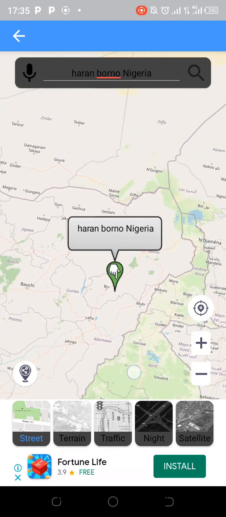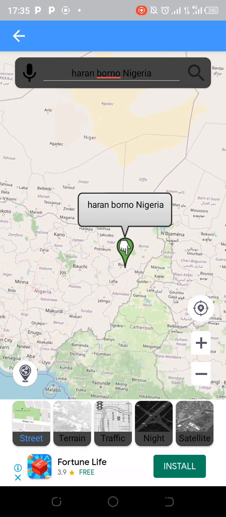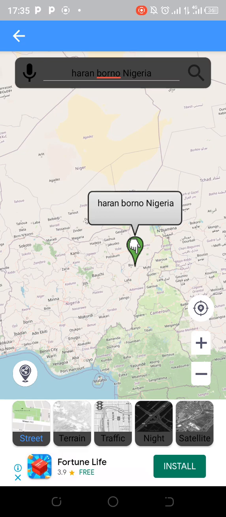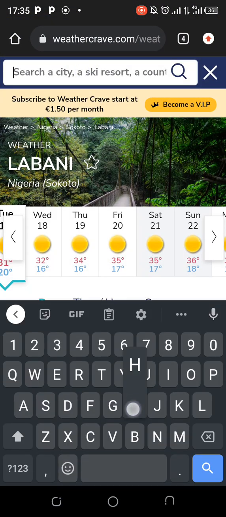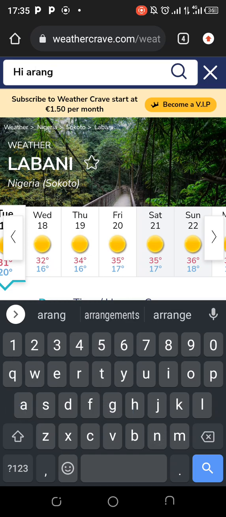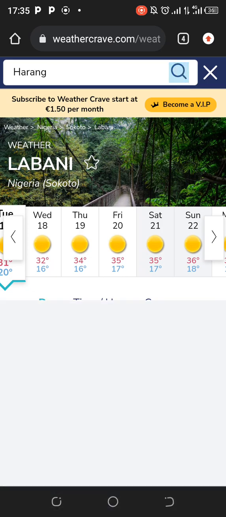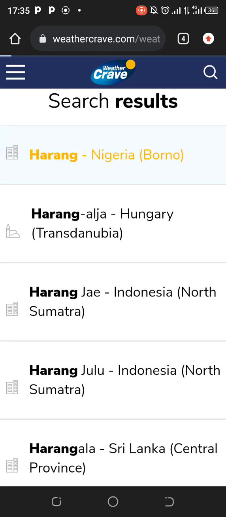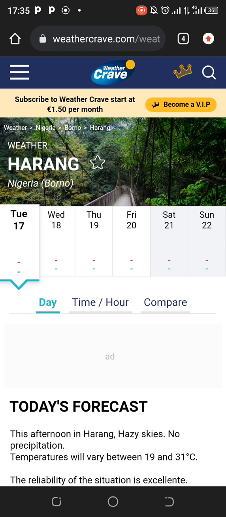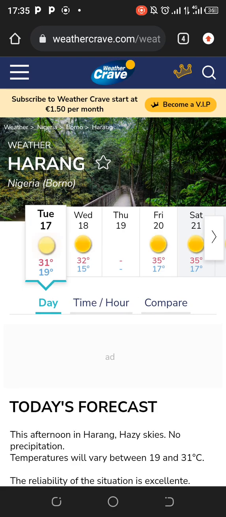When you look at the old map very, very well, we are going to show this old map. Let's look at whether that cave will bring Haran to us. Haran has a G, right? Haran Borno. Let's just type Haran. You see, it's still there in Nigeria, Borno. This is it. Haran.